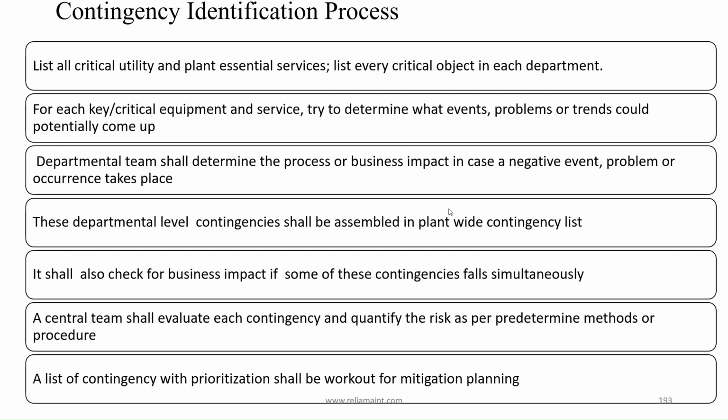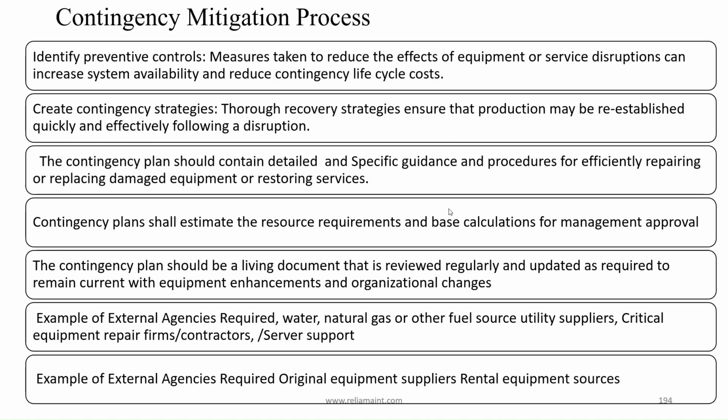It shall also check for business impact if some of these contingencies fall simultaneously. A central team shall evaluate each contingency and quantify the risk as per predetermined methods or procedure. A list of contingency with prioritization shall be worked out for mitigation planning. Contingency mitigation process. Identify preventive controls.